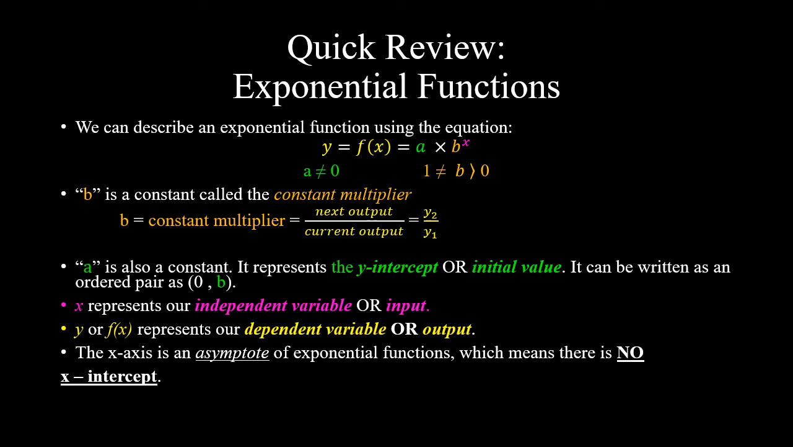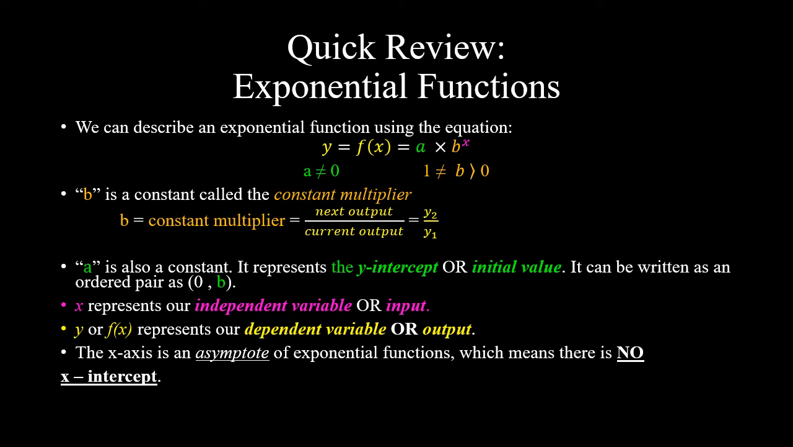So now let's quickly review exponential functions. As we discovered, we can write an exponential function using the equation y, or f of x, equals a times b to the x, where a cannot be 0 and b cannot be 1 and must be greater than 0. We learned that b is called the constant multiplier. So with linear functions, we had a slope, which was a rate of change. But with exponential functions, we had this thing called a constant multiplier, which we calculated, which basically took our first output, and we multiplied by the constant multiplier to get to our next output. A was also a constant, and it was the y-intercept or initial value.